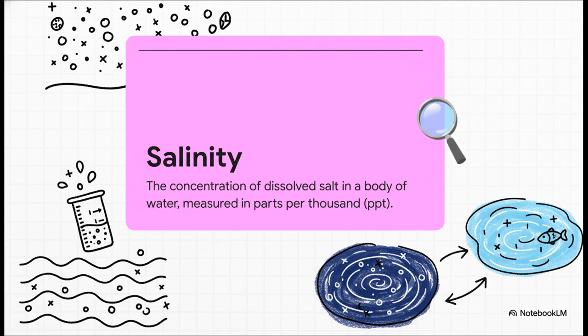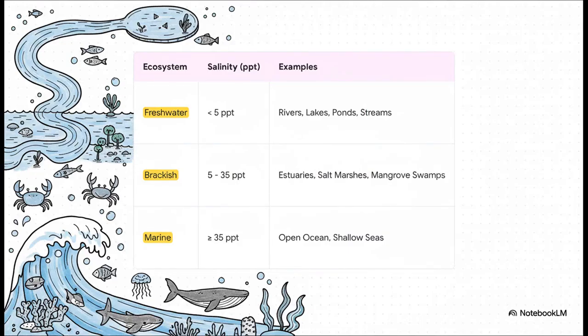The key word here is salinity. And all that really means is how much salt is dissolved in the water. We measure it in parts per thousand, or ppt, and this one single factor is responsible for creating fundamentally different worlds.